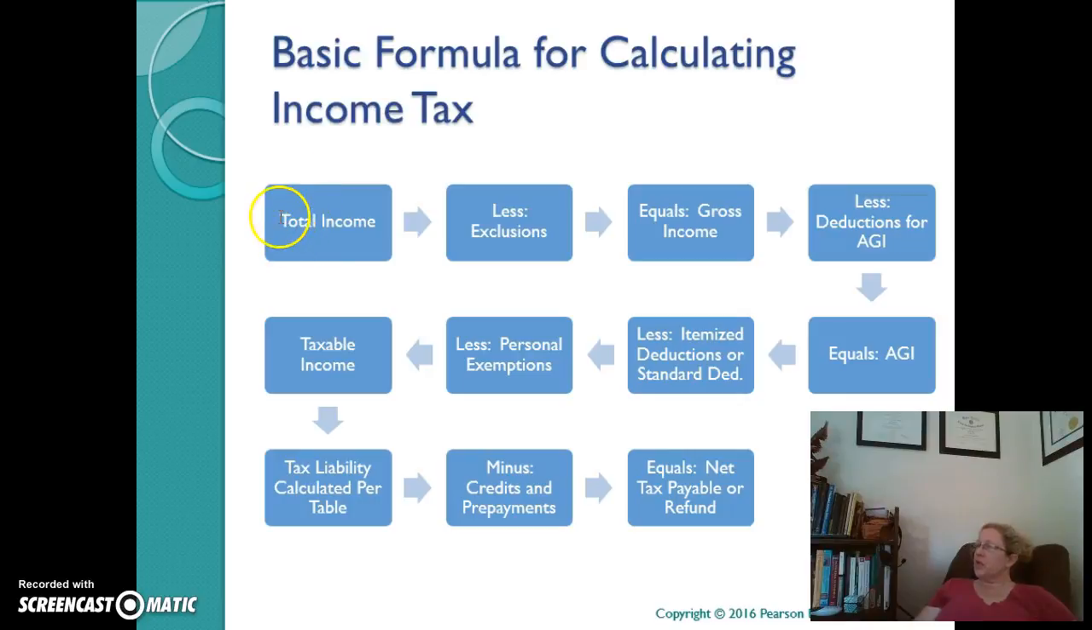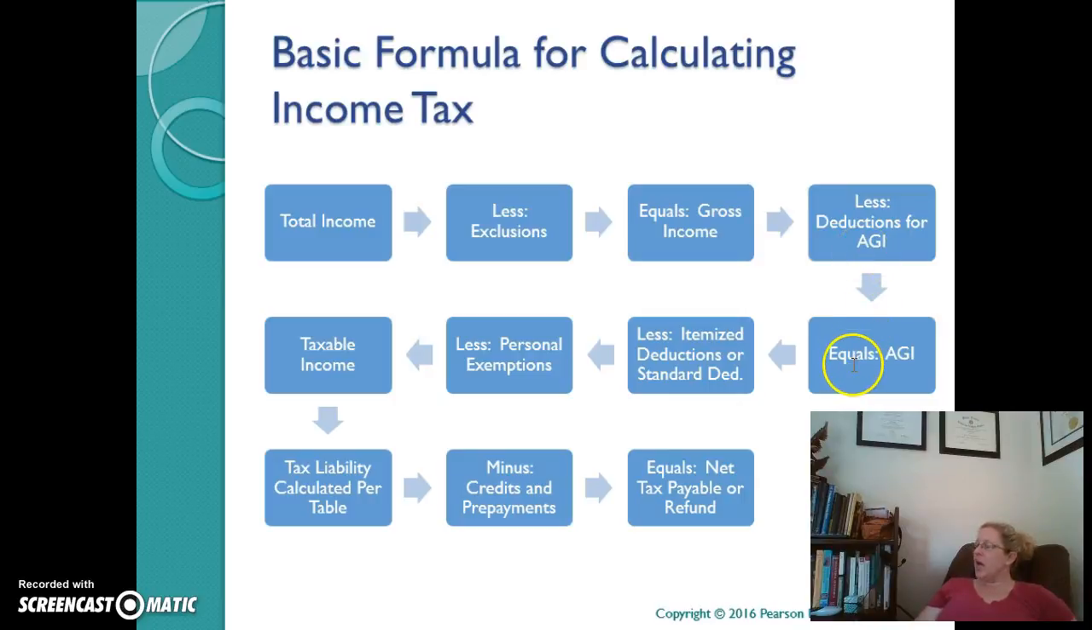This is your formula. You're going to start with total income. You're going to subtract any exclusions, and this equals gross income. And we'll be going over what exclusions are available. Once you have your gross income, then you can subtract your deductions for AGI, and this will equal your AGI, or adjusted gross income. These steps, taking total income, subtracting your exclusions, getting your gross income, and then subtracting your deductions for AGI, these are all done on the first page of the 1040, and I'll show you that in a moment.